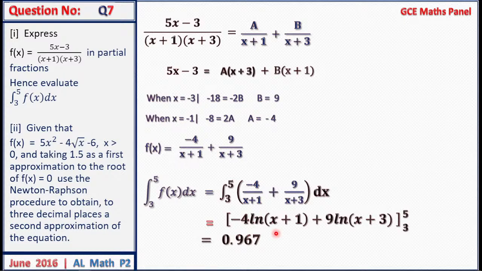Question number 2. Given that f of x equals that, where x is greater than 0, and taking 1.5 as the first approximation to the root of f of x equals 0, use the Newton-Raphson procedure to obtain, to 3 decimal places, a second approximation of the equation. So we have f of x equals that, and the first root is 1.5. They want us to get the second approximate root, because 1.5 is the first approximate root, using the Newton-Raphson procedure.